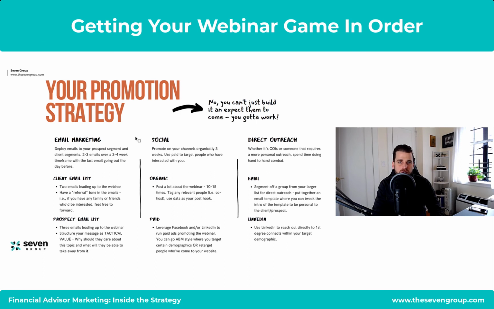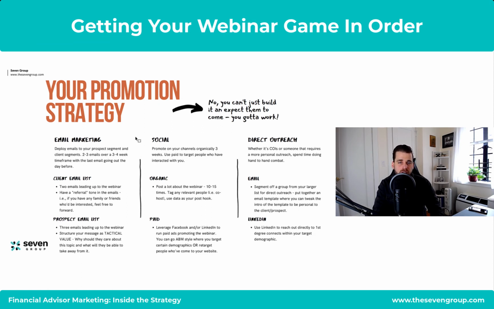You could post 10 to 15 times over 3 weeks. Obviously, don't get obnoxious with it, but tag any relevant people. If you're having a co-host from a COI, tag them in exactly what you want to be saying, and the invite. But you can't just build this webinar registration and build this webinar presentation and expect people to come.